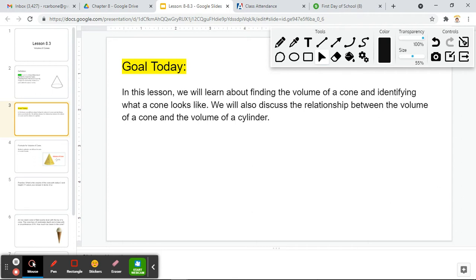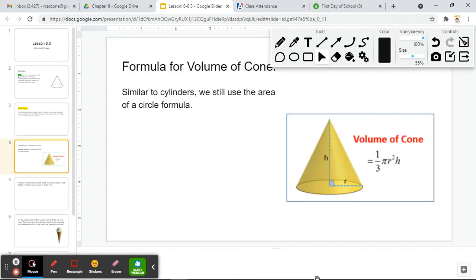In this lesson, we will learn about finding the volume of a cone and identifying what a cone looks like. We will also discuss the relationship between the volume of a cone and the volume of a cylinder. Similar to cylinders, we use the same area of a circle formula, except now we're doing 1/3 pi r squared h. To account for it tapering off, which it does not in a cylinder, we add this 1/3 in front. So the volume of the cone is found using the formula 1/3 pi r squared h.